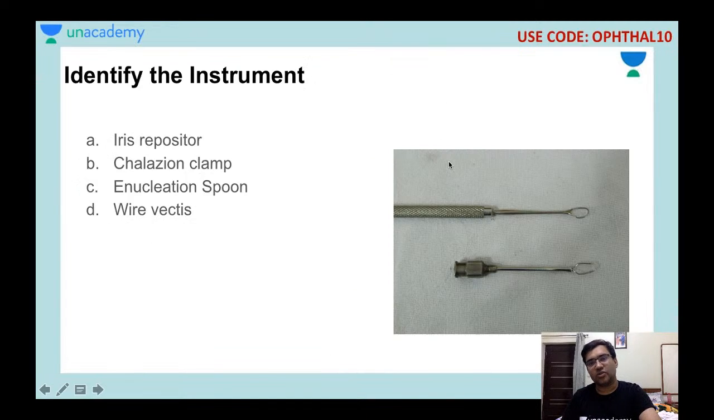Okay, chalo. Let's move to our next question. The next question is another instrument, where you can see that you have a wire which forms a ring. What is this instrument called? Your options are iris repositor, chalazion clamp, enucleation spoon, or wire vectis.